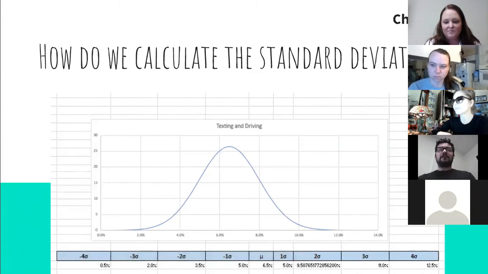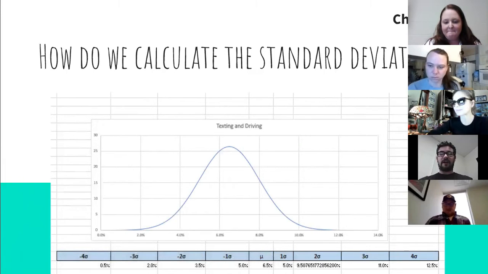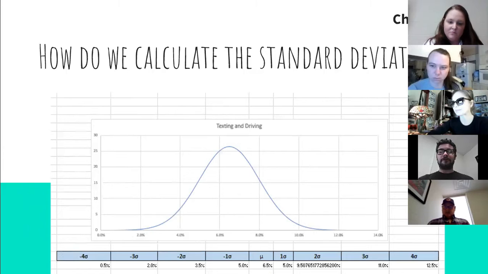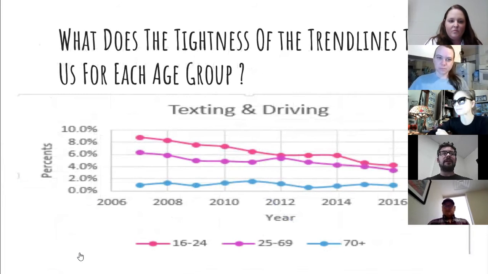Okay, but so the standard deviation on this graph, to calculate that, we worked out the mean, we subtracted it, squared the result, and then we found the mean of that and took the square root. Once we had the coefficient, we just plugged it into Excel and we changed the simple numbers to get the variations. Okay, Medlock, what does the tightness of the trend lines tell us for each age group?